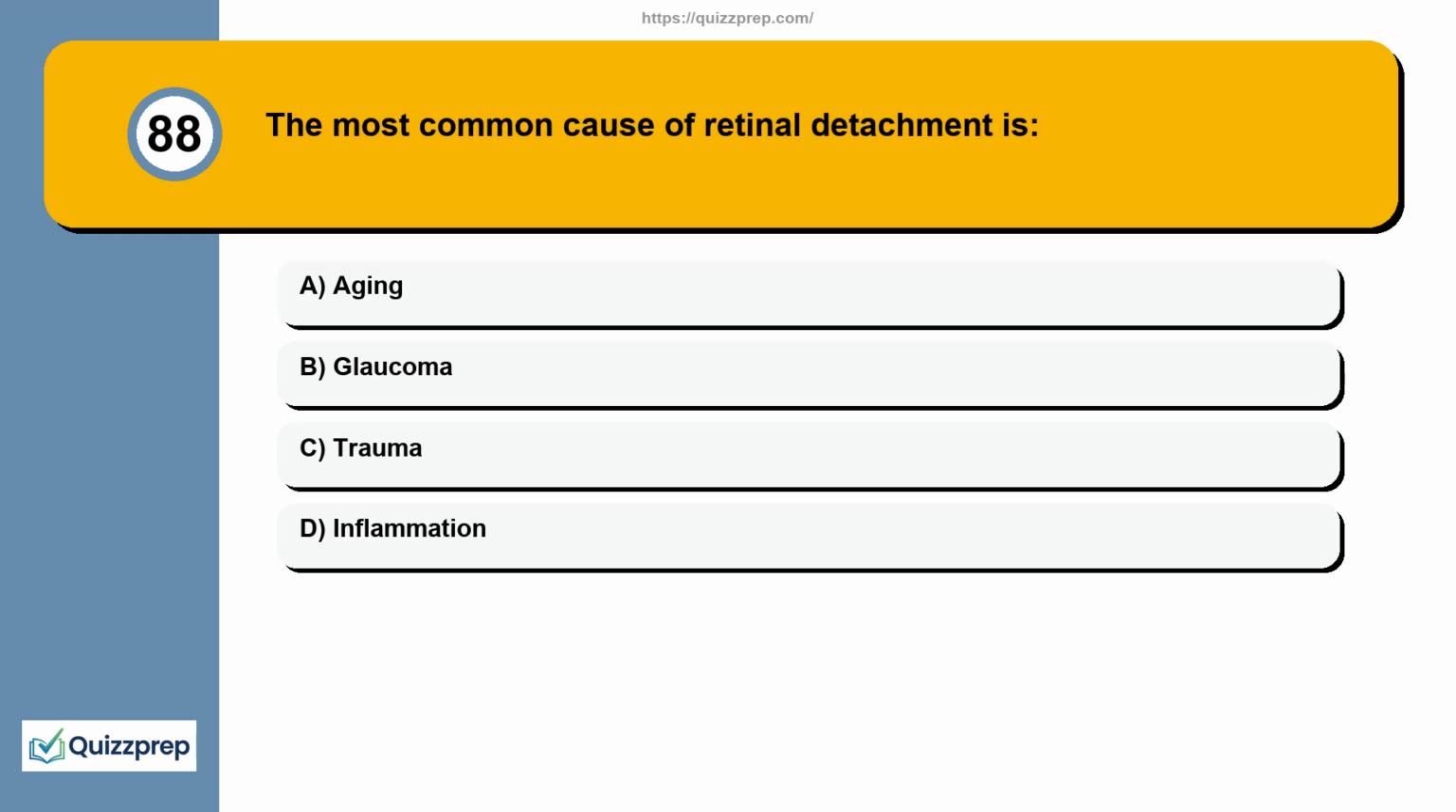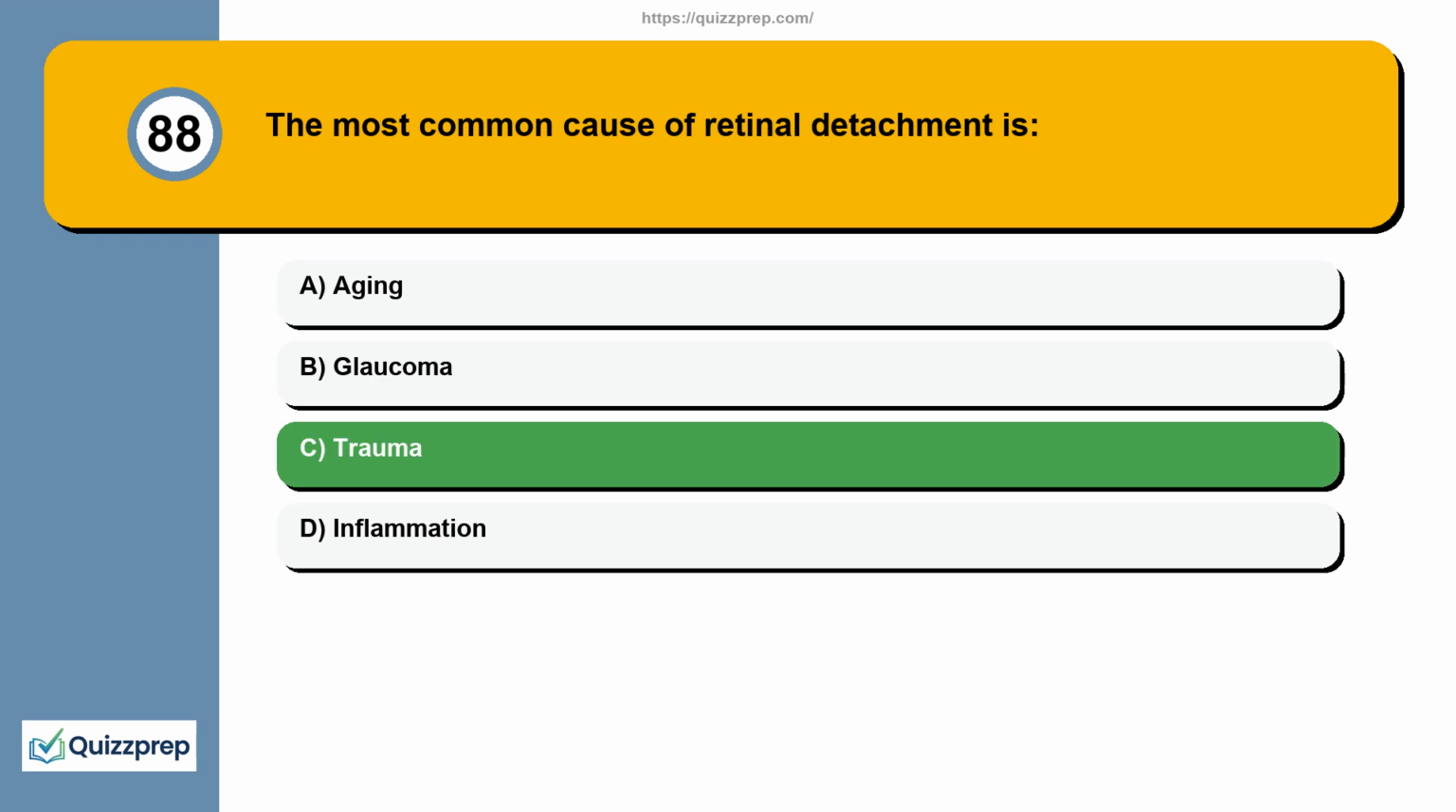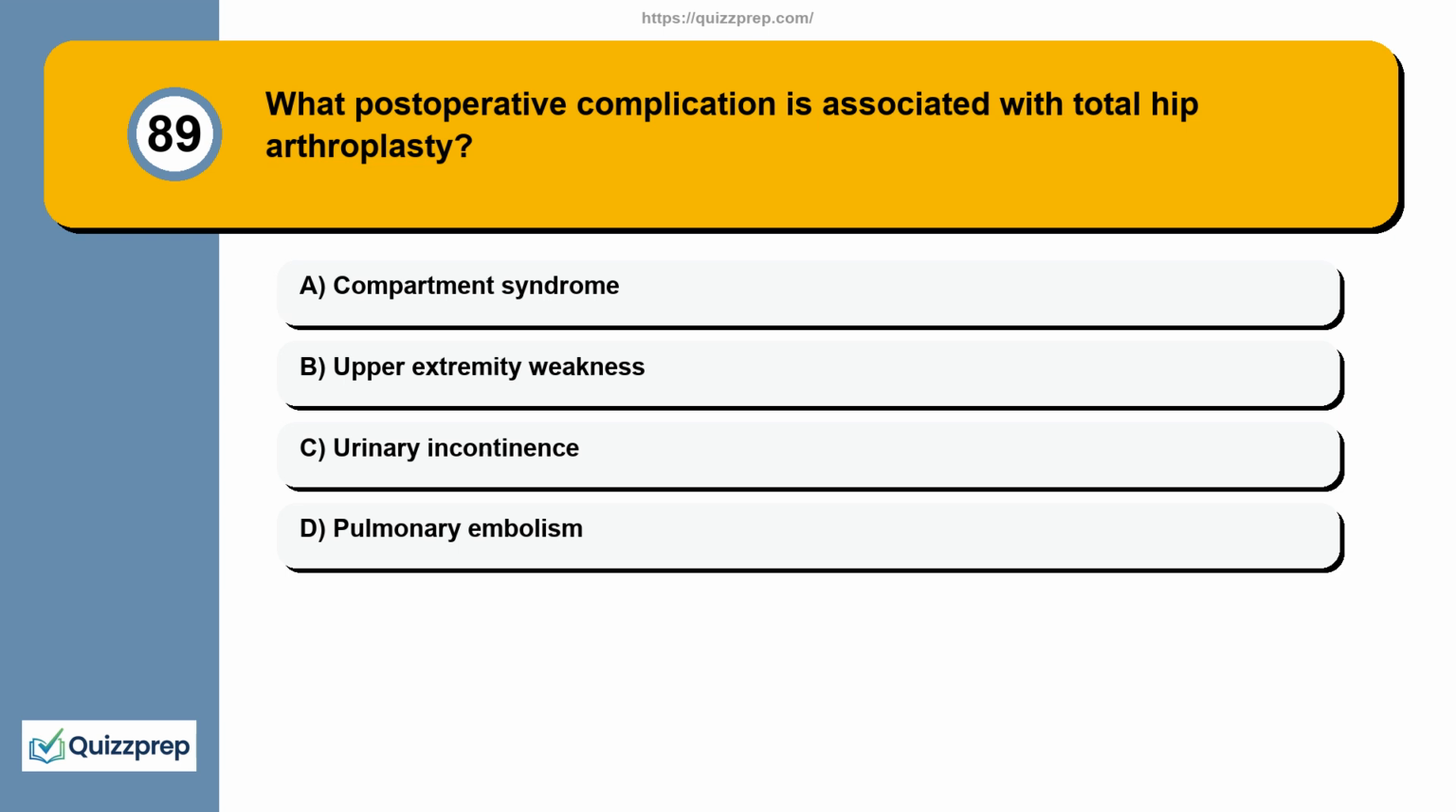The most common cause of retinal detachment is option A, aging. Option B, glaucoma. Option C, trauma. Option D, inflammation. The correct answer is option C, trauma. Question 89. What postoperative complication is associated with total hip arthroplasty?